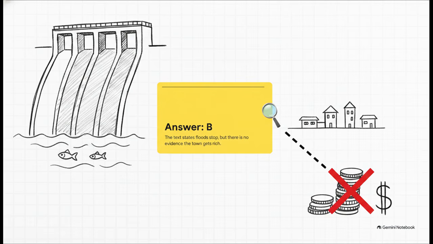The correct answer is B. And here's the brief reasoning. The text states that the dam stops floods and fish leave, but there is zero evidence presented that the town gets rich. Remember, you can't just invent materials for your essay building. If the text doesn't explicitly state the town got rich, you cannot claim it as an effect, no matter how logical you think it might be in the real world. You absolutely must always stay grounded in the text.